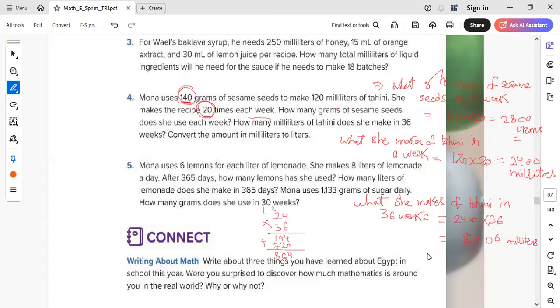By the way, if we need to convert milliliters to liters, we divide by 1,000. So it will be 86.4 liters.